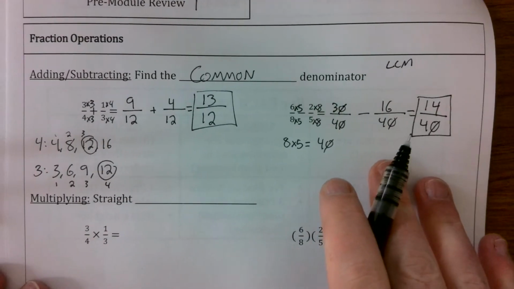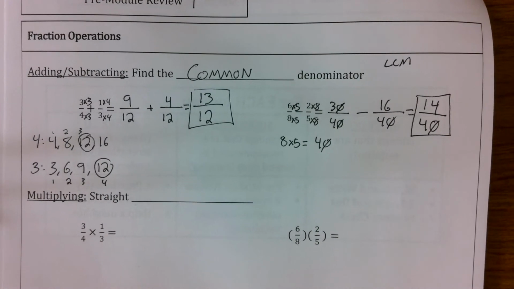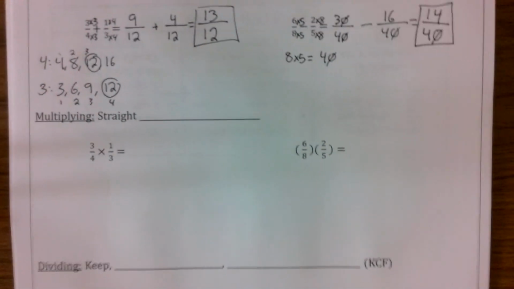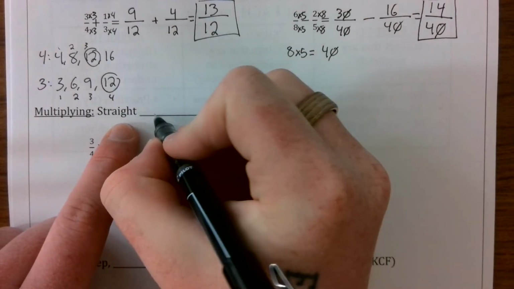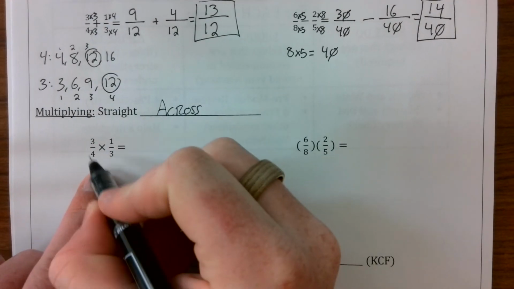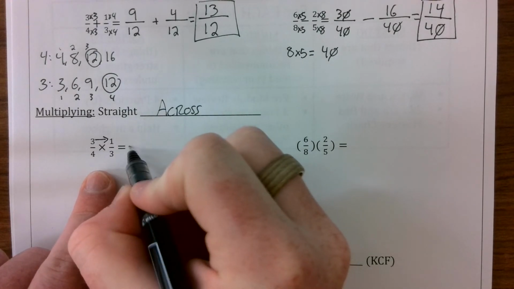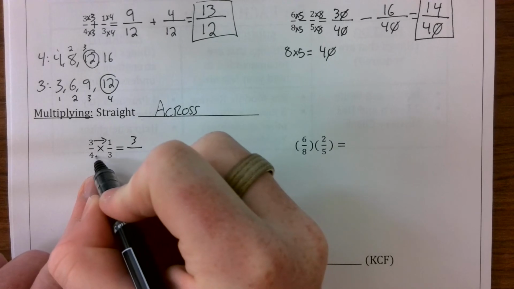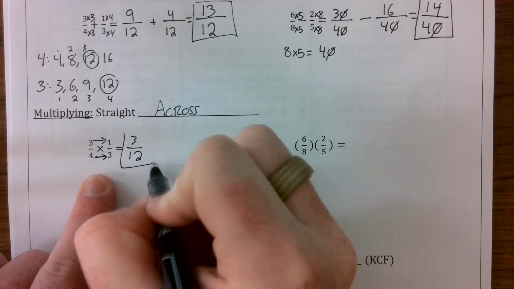Adding and subtracting fractions is probably the hardest two operations when working with fractions. Multiplying is pretty straightforward. When we multiply, we just go straight across. So here I have 3/4 times 1/3. I'm just going to multiply. 3 times 1 is 3. I'm going to multiply my denominators. 4 times 3 is 12. Done.